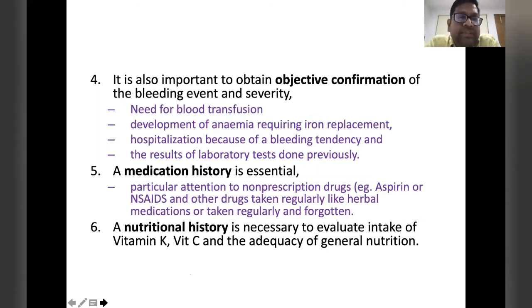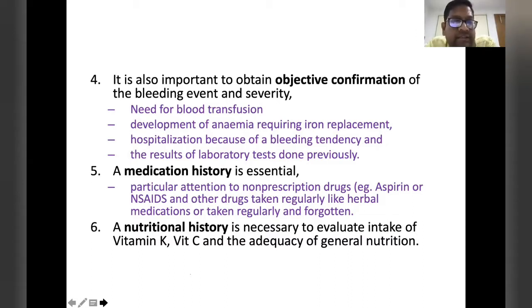And what is the objective confirmation that there is a bleeding event and it is severe in nature? Any bleeding that requires a blood transfusion as per the standard guideline is severe in nature. Any bleeding that leads to development of anemia that requires iron replacement therapy. If bleeding is so severe that the patient needs to be hospitalized, and the results of laboratory tests that have been done previously, provided all the pre-analytical and analytical variables have been taken into account during reporting of the laboratory results.